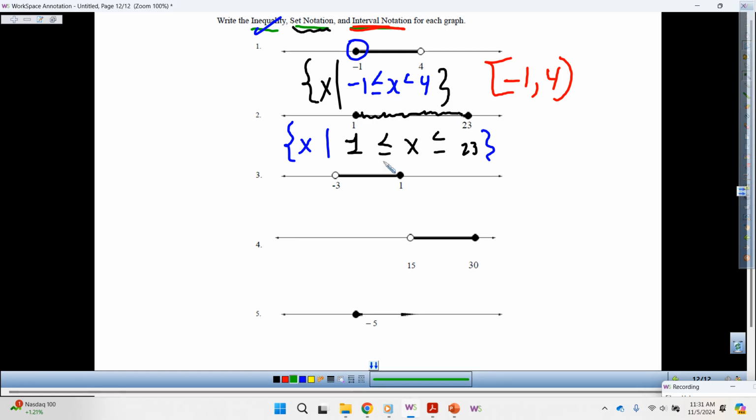Interval, give me the interval notation, but first share with your neighbor, and then Gio's going to give us the interval notation for that one. Share with your neighbor interval notation for that one. All right, Gio, interval notation. Tell me what to write. 1 and 23. And then brackets. Let's go. Tell your neighbor why brackets on that one. Because the point is what? Closed. That is correct.